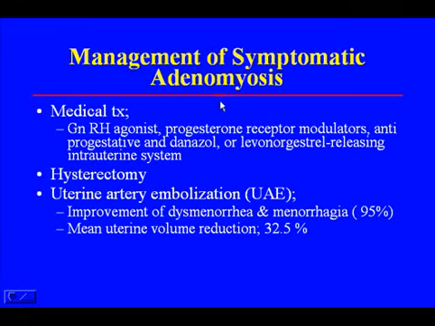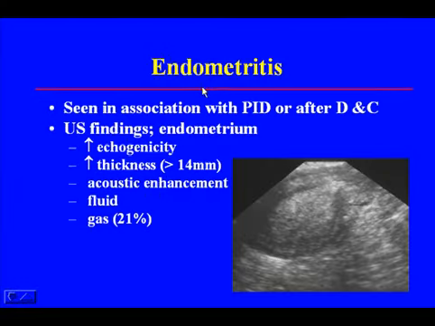Management for patients who are symptomatic with adenomyosis can be medical treatment, hysterectomy, or also uterine artery embolization, which has shown to improve dysmenorrhea and menorrhagia in these women.